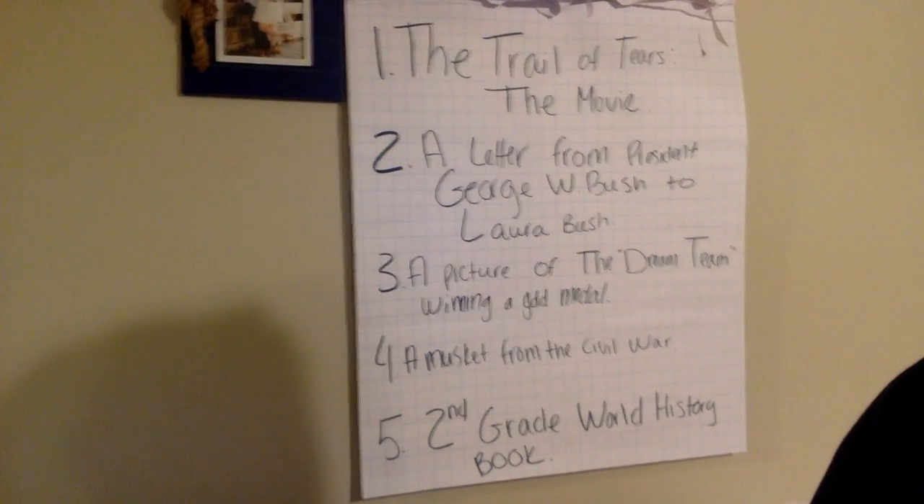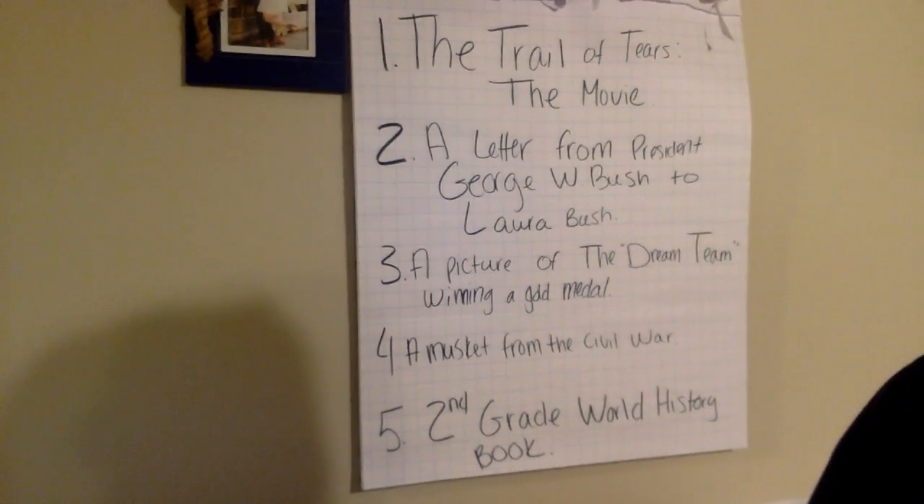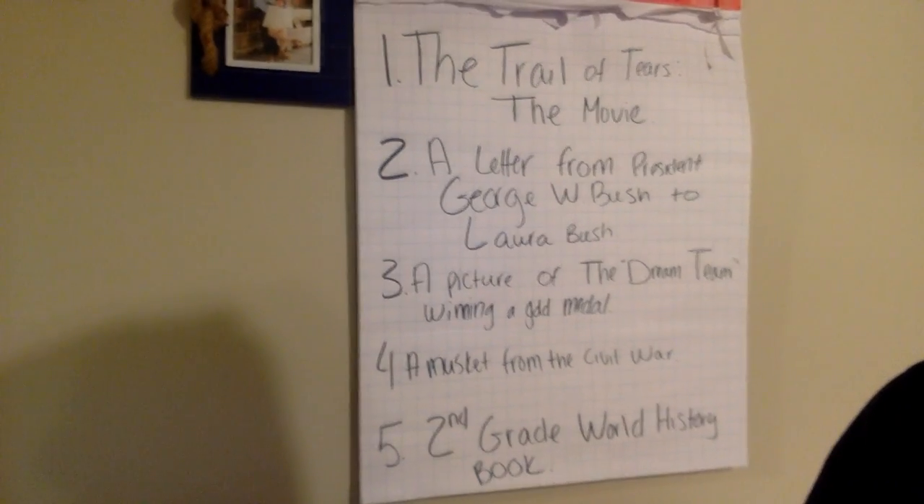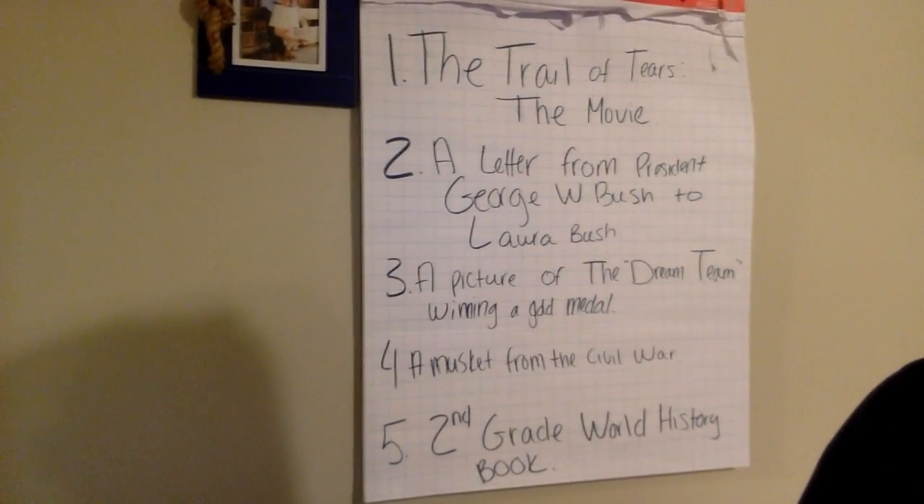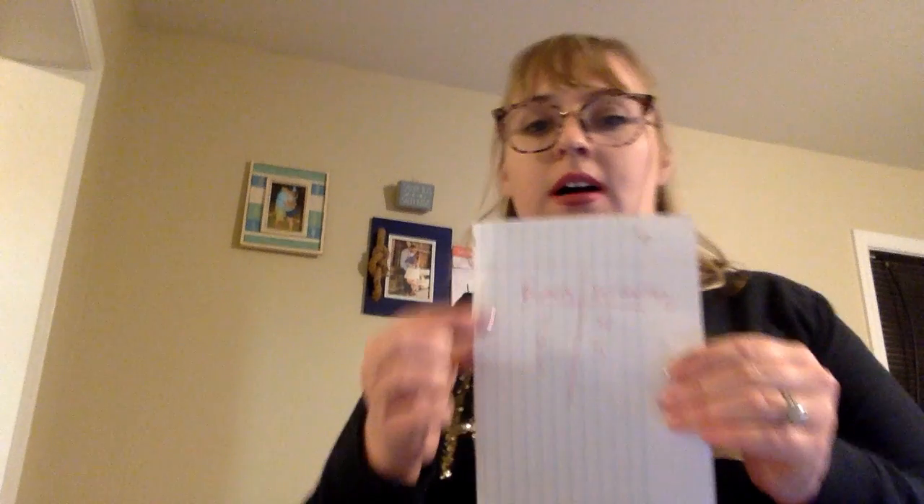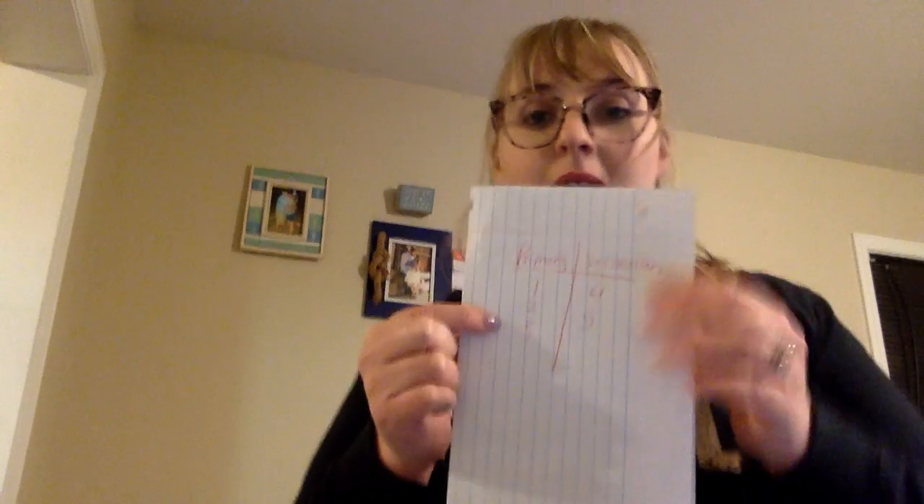1, The Trail of Tears, the movie. 2, a letter from President George W. Bush to Laura Bush. 3, a picture of the Dream Team winning a gold medal. 4, a musket from the Civil War. And 5, second grade world history book. So you're going to put those in a T-chart. Each number, you don't have to write the whole thing out, just the number. If it's a primary source, you write the number of the source under primary, and if it's a secondary source, you write the number under secondary, okay? So it's pretty simple.